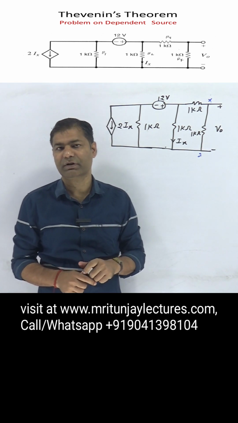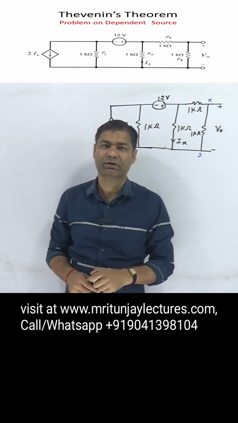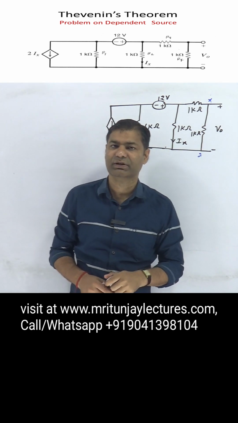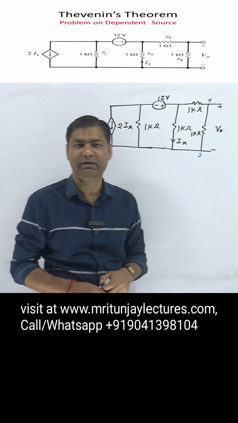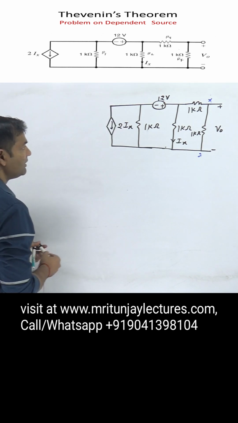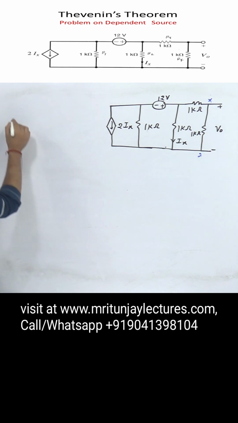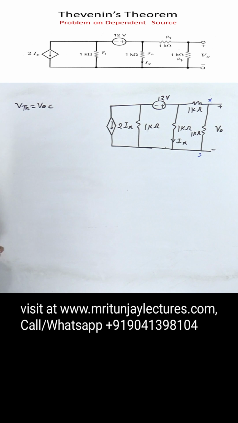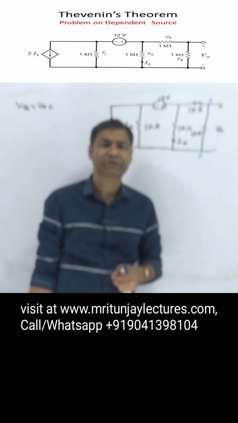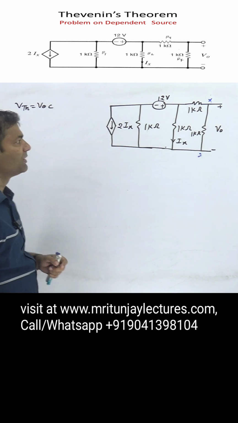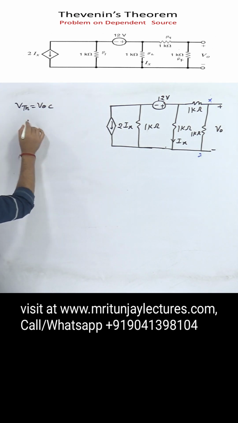So first of all, convert this whole circuit, corresponding to the XY terminals, into Thevenin's equivalent. Okay, so how can we do it? First of all determine VTH. Our motto, VTH means V of OC, the open circuit voltage corresponding to this one. So first of all remove this one and determine VTH.